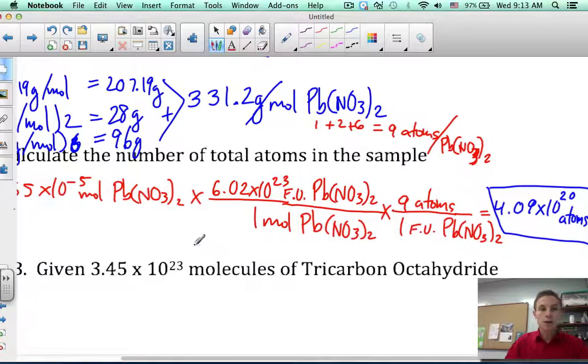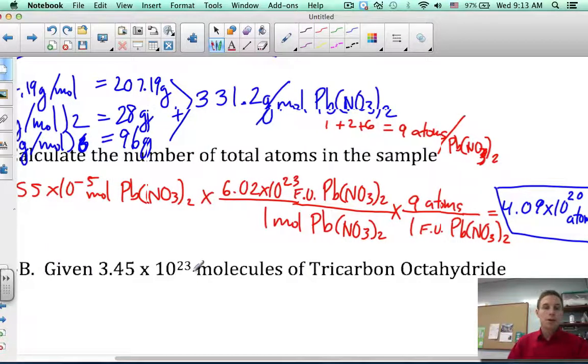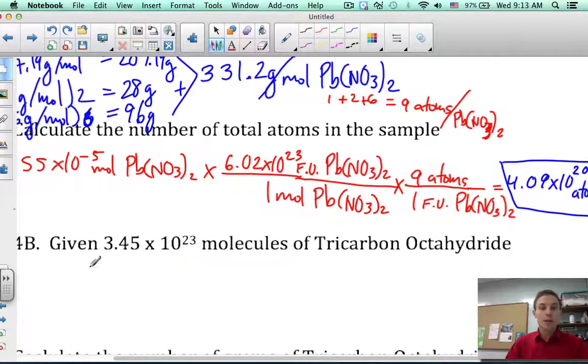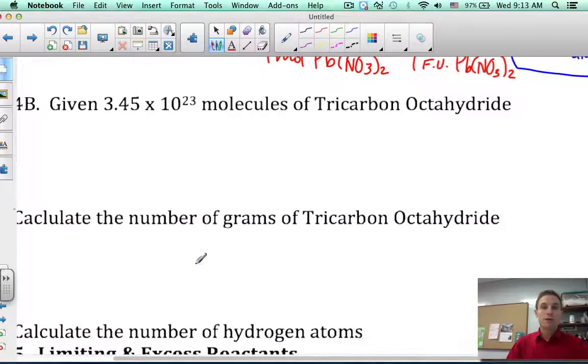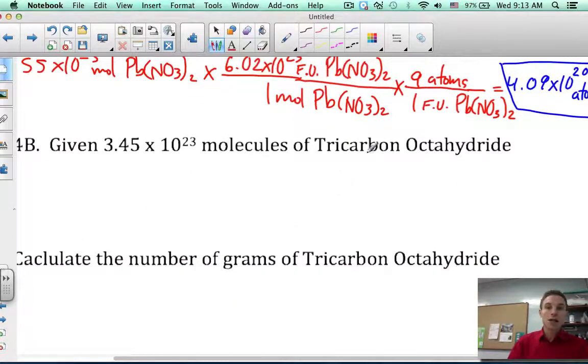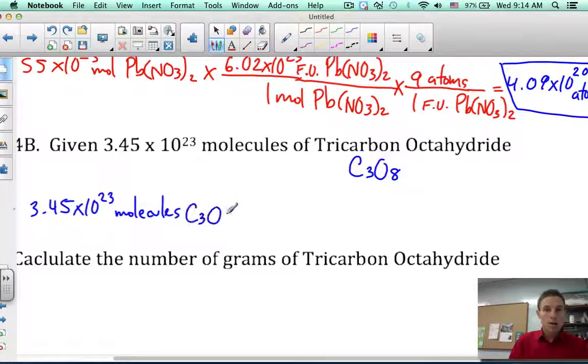All right, let's go down here. We have number 4B. Given 3.45 times 10 to the 23rd molecules of tricarbon octahydride. Tricarbon means C3, octahydride means O8. If I have 3.45 times 10 to the 23rd molecules of C3O8, calculate the number of grams of tricarbon octahydride.